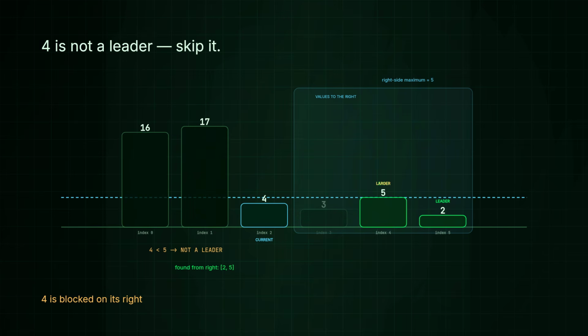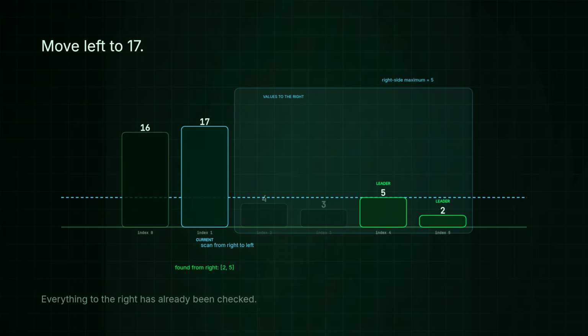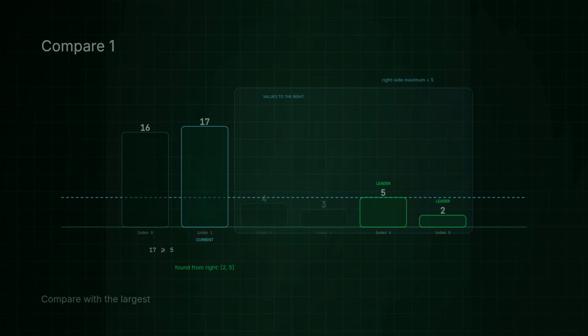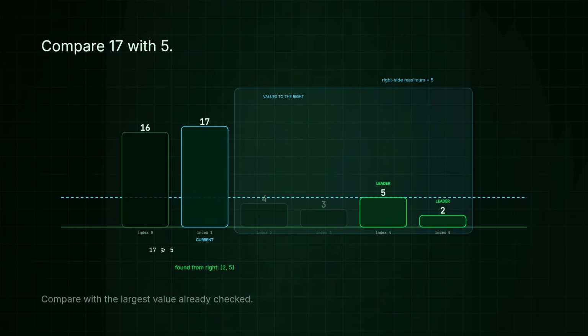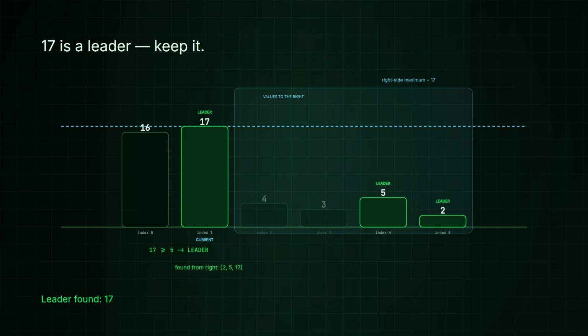Move one position left and consider 17. Everything to its right has already been checked. The largest value already seen on the right is 5. Compare 17 with 5. 17 is at least as large as the right side maximum, so keep it as a leader. The right side maximum is now 17.